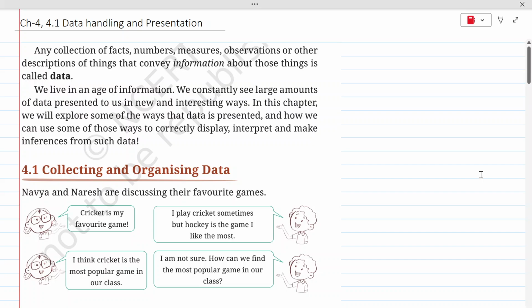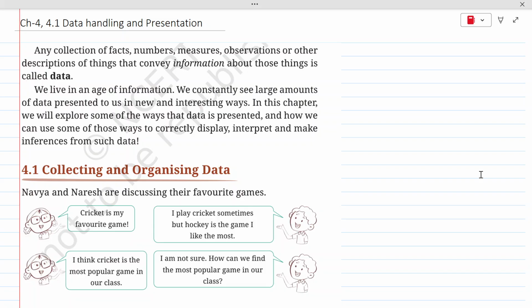Hello kids, today we are going to start the next chapter, chapter 4 from our NCERT book, that is data handling. And we have already done this chapter in our previous grades. In grade 3rd, 4th and 5th, we have already done this chapter and we know what data is.